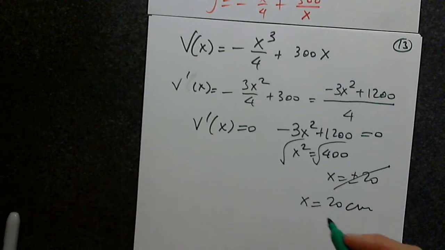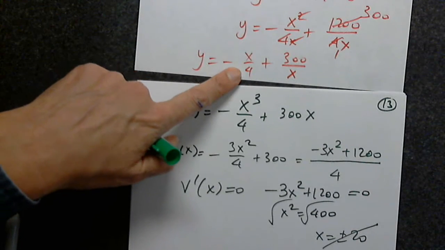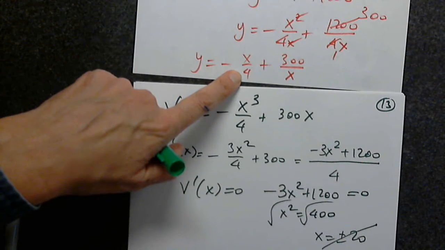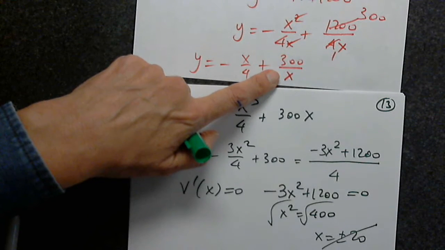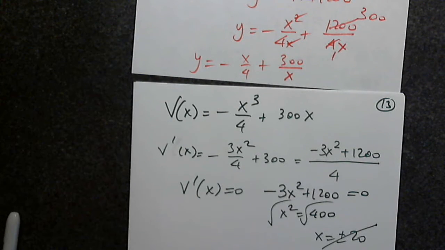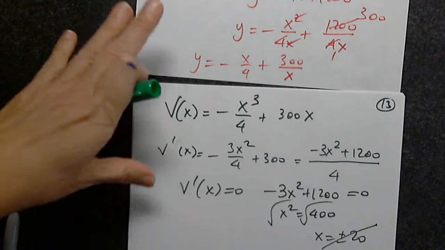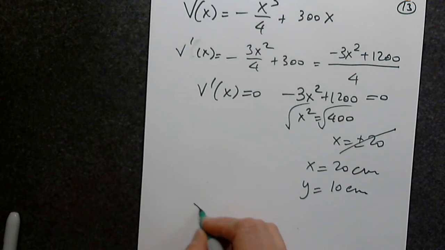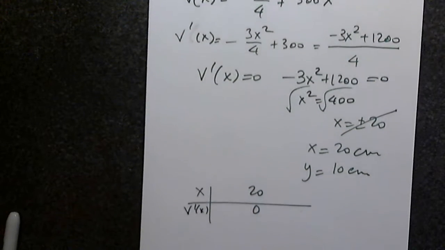So we can determine the y from here. 20 over 4 with minus in front is negative 5. And this is 15. So this is 10. So one more time, 20 over 4 is negative 5. And then 15, yes. So now I still have to show that 20 gives a maximum. I'm not certain yet.